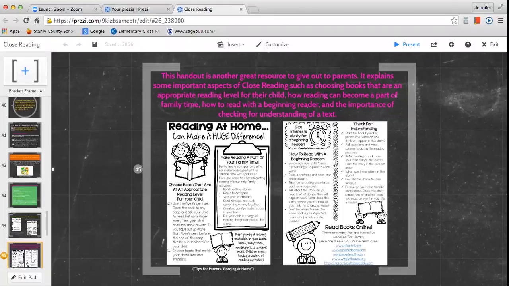This handout also gives examples of resources that parents can use at home to support reading, such as online books and websites. All of the handouts shown in this presentation are available for use and are free and are listed on the references page if you're interested in using them.